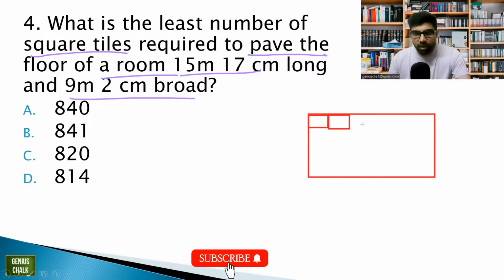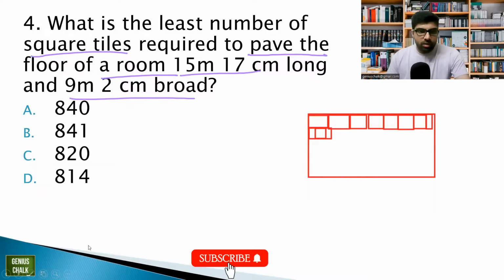It must be a square tile, so my measurement may not be correct, but you can understand the concept. It is saying that to fill this room, how many tiles I can make, like this. I have to fill this room with tiles, and it should be a square tile. So these are all square tiles.